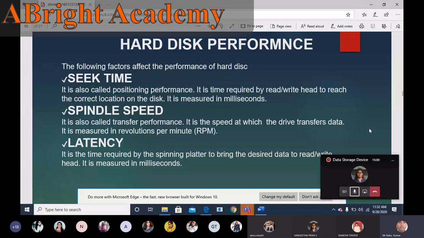Second one is spindle speed. It is also called transfer performance. It is the speed at which the drive transfers data. It is measured in revolutions per minute, RPM. Latency. It is the time required by the spinning platter to bring the desired data to the read-write head. It is measured in milliseconds.